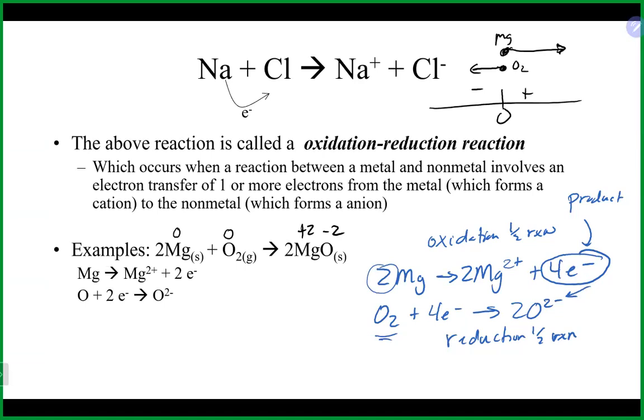So whenever you see these half reactions, or you see a reaction or an equation where you see electrons on the product side, that means that it's an oxidation reaction. And if you see electrons on the reactant side, it means it's a reduction half reaction, like those electrons are being gained in this process. Any questions on that? Yeah.